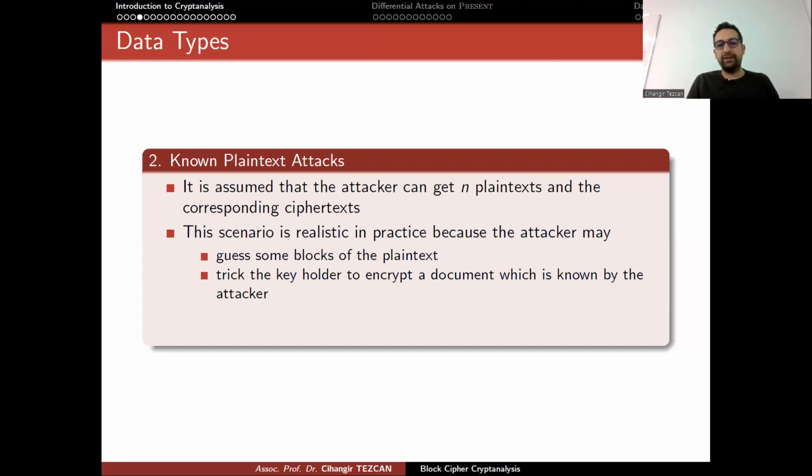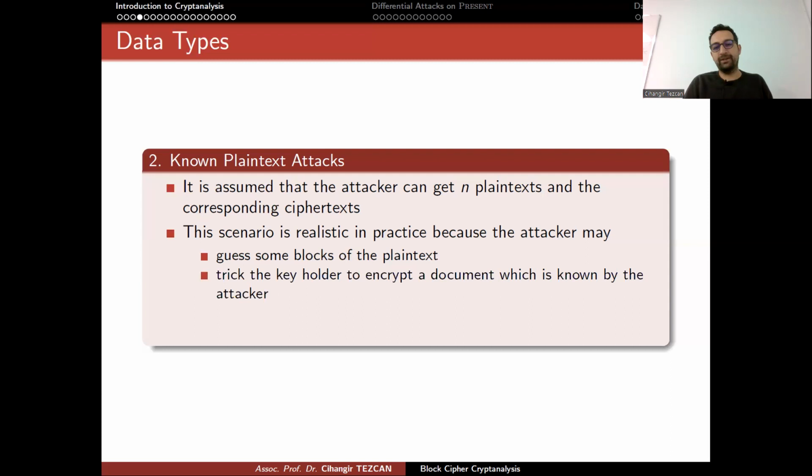Moreover, you can also trick the key holder into encrypting a document which is known by the attacker. So this will also apply to the chosen plain text scenario. And actually this happened in the past. In history we have examples. For instance, during the Second World War, Americans asked some Japanese spies to work for them. So they asked for secret documents.